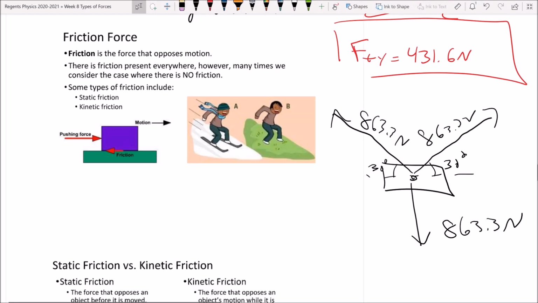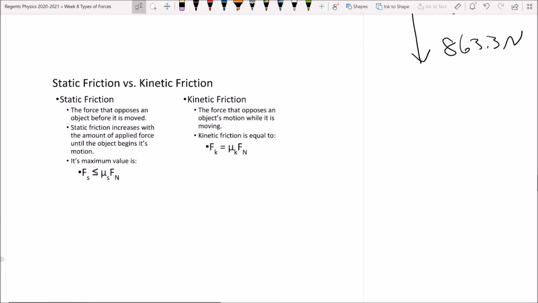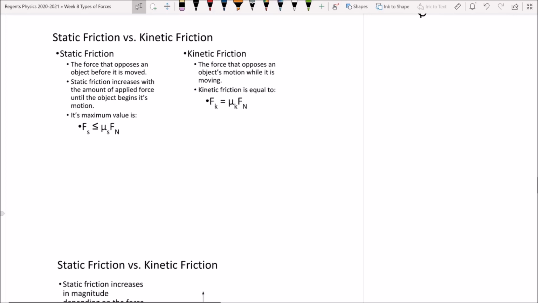Friction really depends on the type of surface, right? So here's this little funny diagram. When you're on snow with skis, that's not a lot of friction there. You move really fast. But if you're going down a hill with your shoes on, maybe rubber versus grass, there's going to be a lot more friction there. So static and kinetic friction.